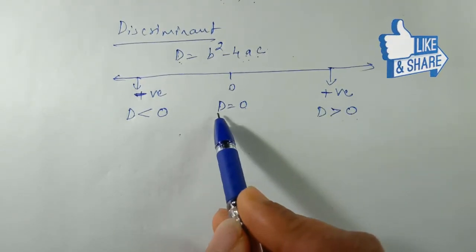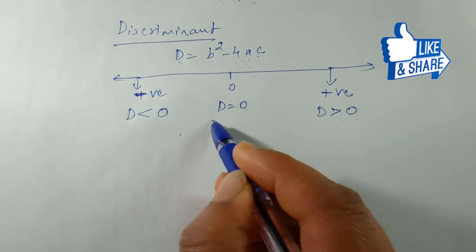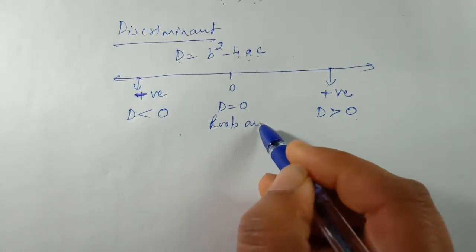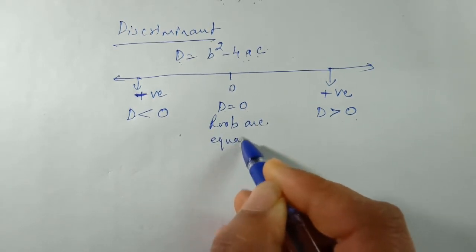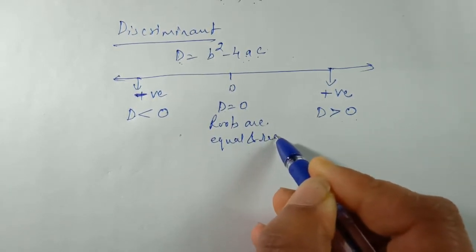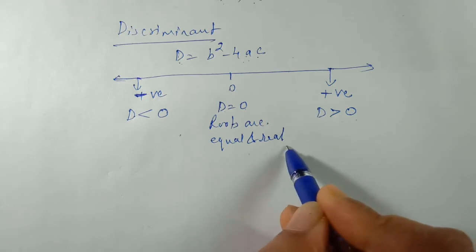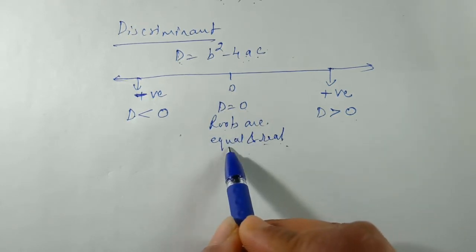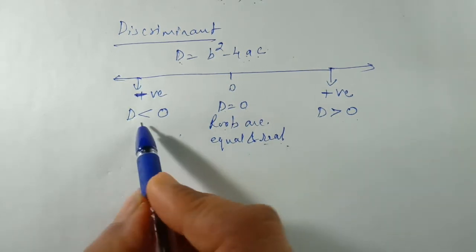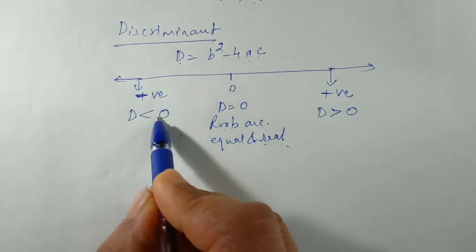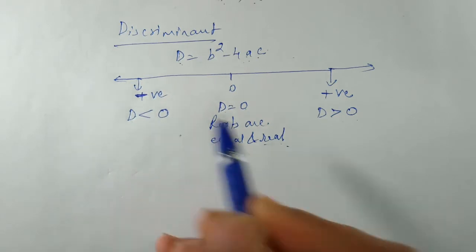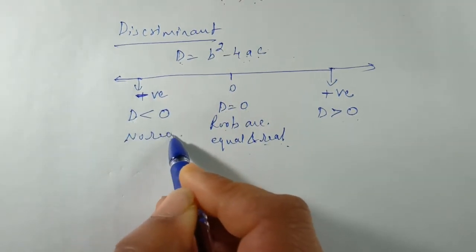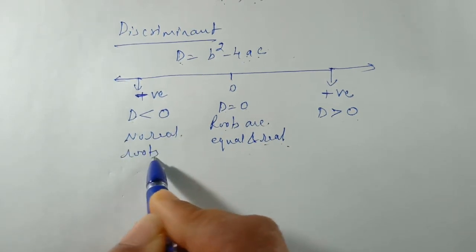If D is equal to 0, then the roots of the quadratic equation are equal and real. Why are we using the word real? Real means any real number can be there. So the roots are equal. If the value of D is negative, meaning less than 0, then there will be no real roots. We cannot find the roots for it.